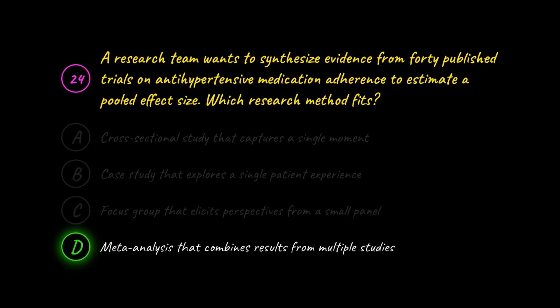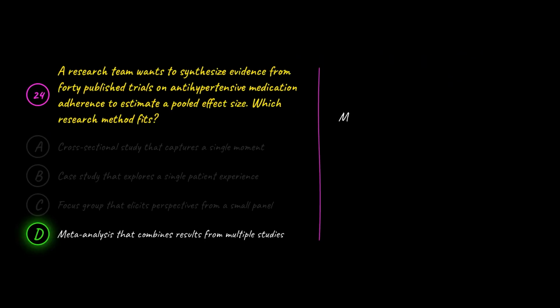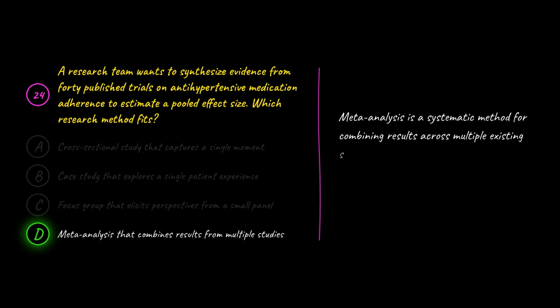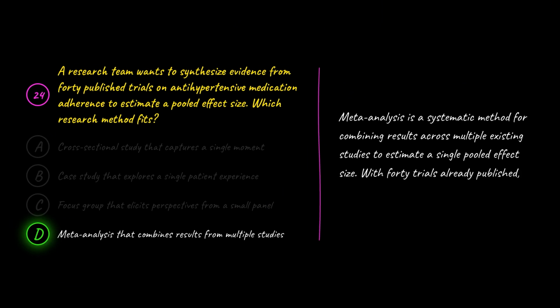The correct answer is D. Meta-analysis that combines results from multiple studies. D is correct because meta-analysis is a systematic method for combining results across multiple existing studies to estimate a single pooled effect size. With 40 trials already published, the team has the raw material a meta-analysis needs. Greater statistical power is the central benefit.